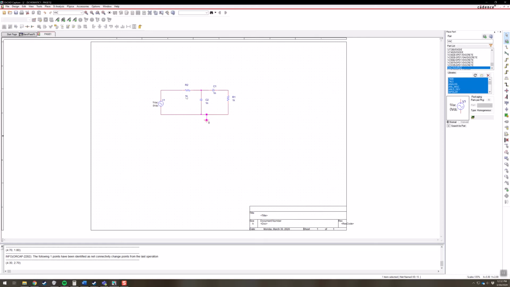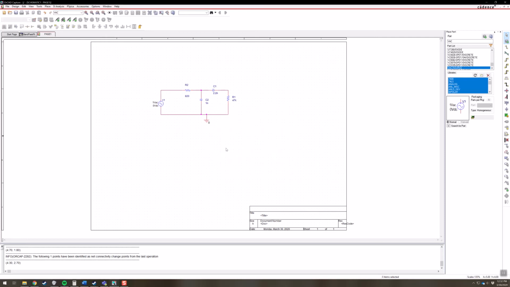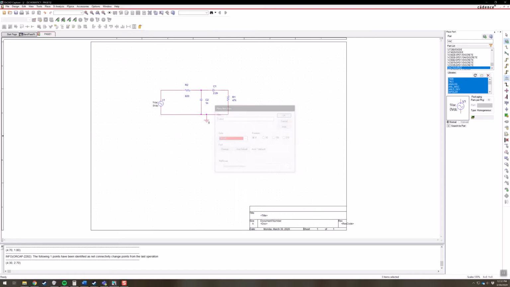So everything's connected. Now let's change these values. This was 820. This was 1 nanofarad. This was 2.2 nanofarads. And this was 47 kilo ohms. And then I'm going to go ahead and label a net here, output, just so I can clearly see the output.